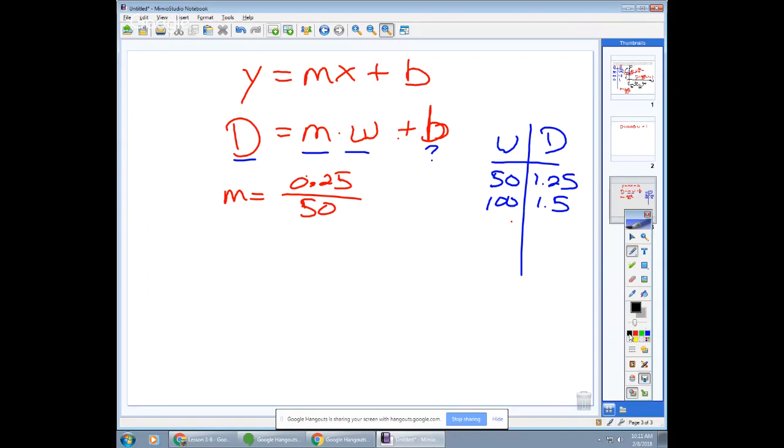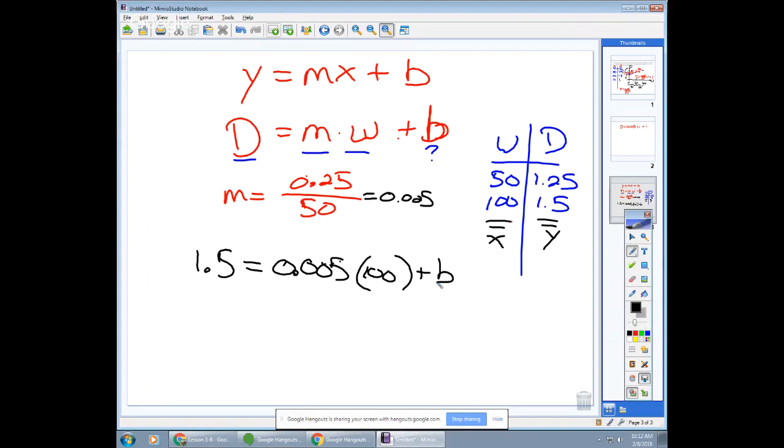Second point. So that means I'm saying that this is my y value right there, and this one is my x value right there. So for D, I'm going to say, all right, plug in the 1.5. That's going to be equal to my slope. And remember, we reduced this to 0.005. I'll use that version. Times, what's my W here? 100 plus B. And now I just clean that up and solve for B.